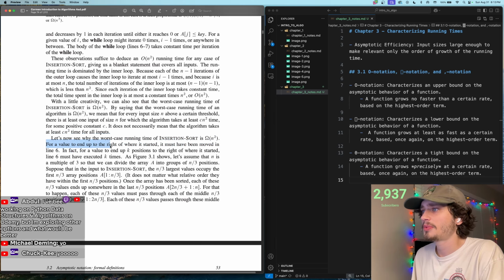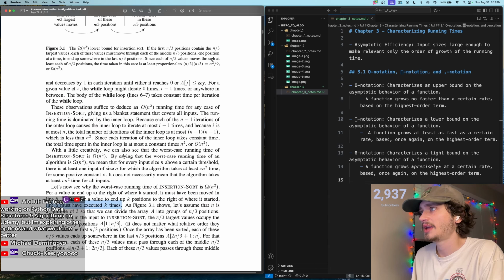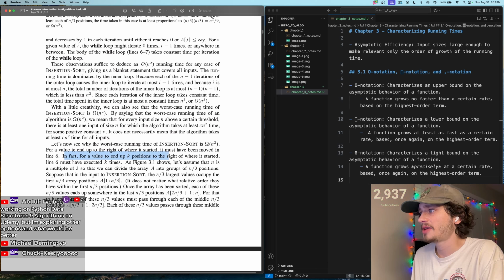For a value to end up to the right of where it started, it must have been moved by line 6. In fact, for a value to end up k positions to the right of where it started, line 6 must have been executed k times. As figure 3.1 shows, let's assume that n is a multiple of 3 so that we can divide the array A into groups of n divided by 3 positions.